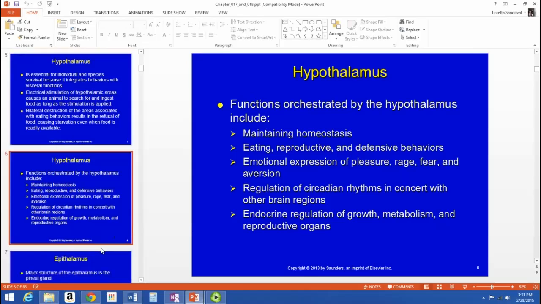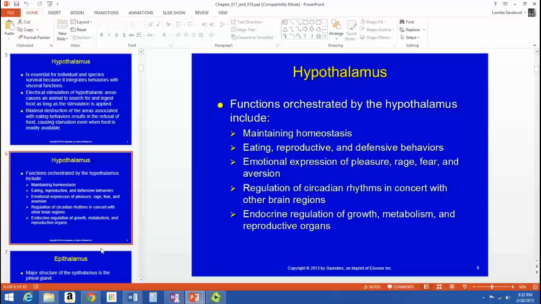Okay, so there are other functions that the hypothalamus does. It functions a lot in maintaining homeostasis, so body temperature, blood pressure, all that different stuff. Eating and reproductive and defensive behaviors. Those are all really important for survival. Emotional expression of pleasure, rage, fear, and aversion. Those are all kind of basic level emotions. They're not our high level cerebral type emotions, but those are ones that a lot of animals have. And there we are along with them with our pleasure, rage, fear, and aversion mediated by the hypothalamus.